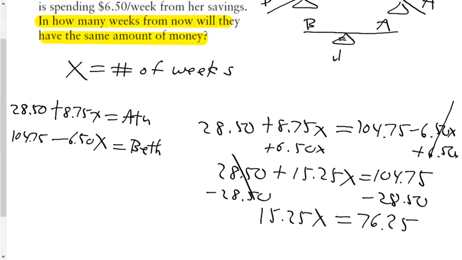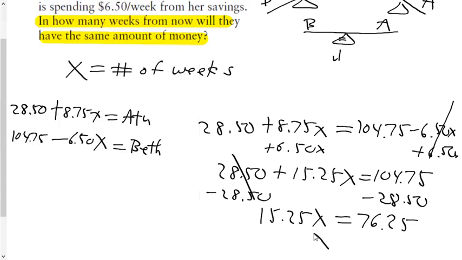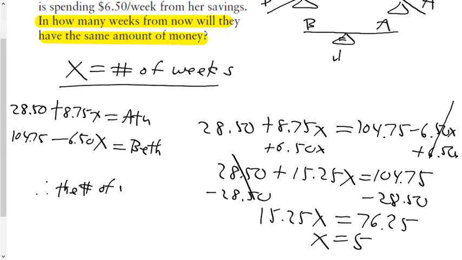Divide both sides by the coefficient. Have I made a mistake yet? Am I okay? We're good? And the answer is 5. X equals 5. So therefore, since x is the number of weeks, after 5 weeks, they will have the same amount of money. The number of weeks is 5.